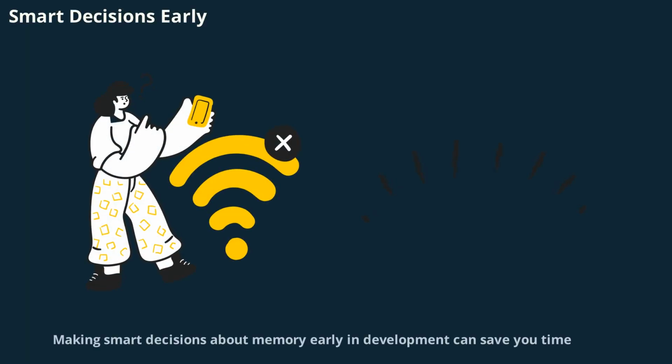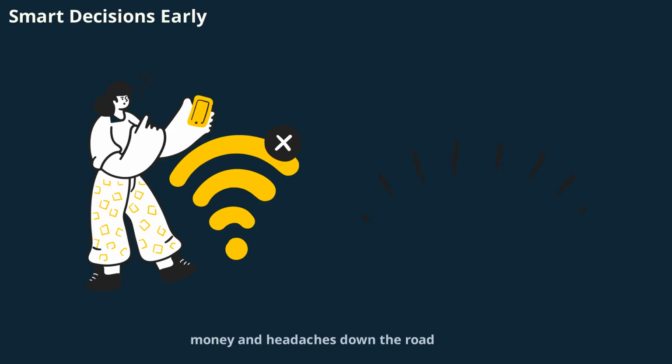Making smart decisions about memory early in development can save you time, money, and headaches down the road. By understanding the strengths and weaknesses of EEPROM and SD cards, you can choose the best fit for your project's requirements. Remember, there's no one-size-fits-all answer, each project is unique.